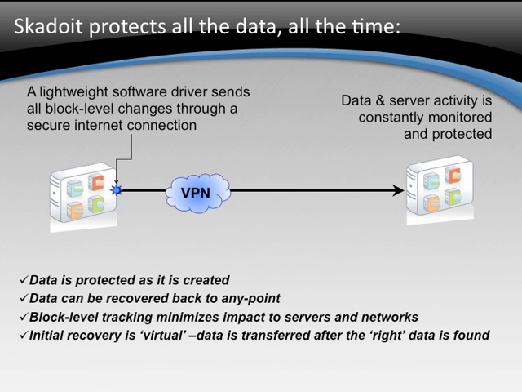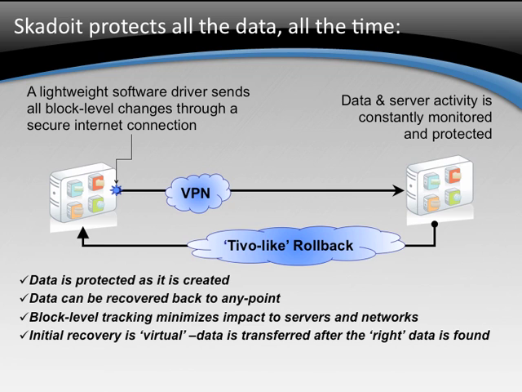First, I want to explain one of the more critical benefits of our solution. By tracking changes at a block level, we're able to protect all the data all the time. What this means is you can have TiVo-like rollback for data. So if a file was created at 10 a.m., went through several revisions, and somehow was corrupted at 4 p.m., we can roll you back to any version from any time. Other solutions simply can't match this, or if they can, you probably paid a lot more zeros to get there.